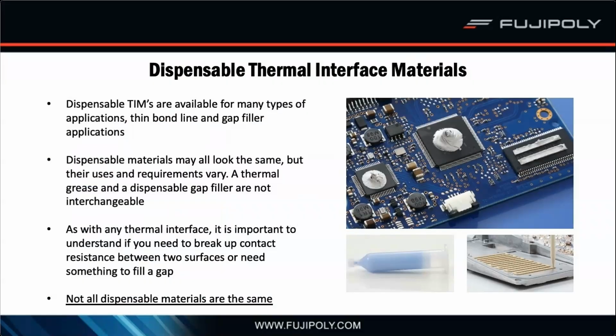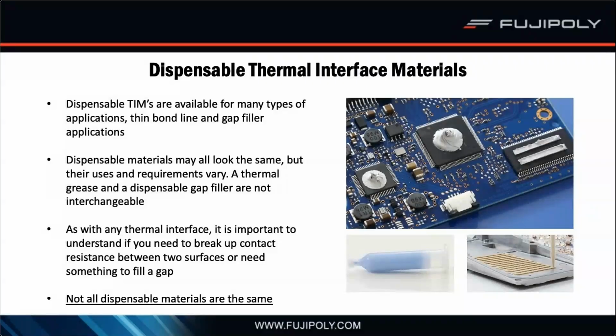Dispensable materials are available in both thin bondline applications and for gap filler applications. When we talk about these thin bondline applications, we're typically talking about something like a thermal grease. For dispensable gap fillers, we're looking at dispensable materials that can hold their shape and don't require constant load to keep the TIM in place. This is an important characteristic for gap fillers that should be kept in mind, especially if you're someone who hasn't spent a lot of time with them and more time maybe with a thermal grease.